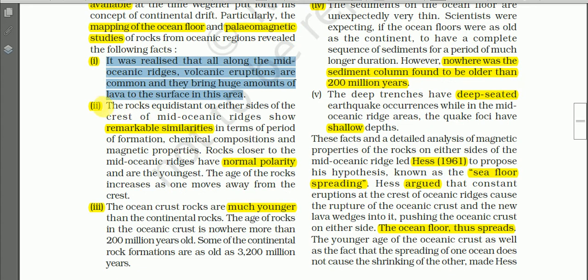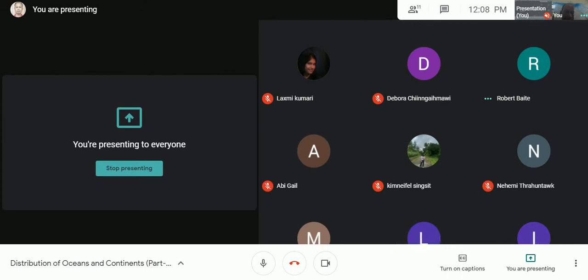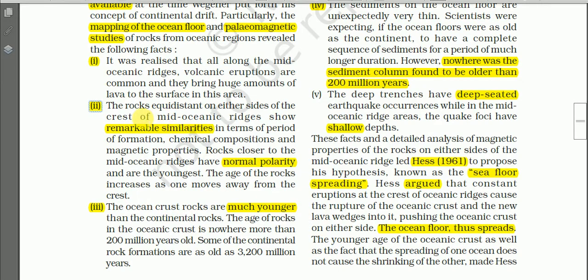Then fact number 2. The rocks equidistant on either side of the crest of mid-oceanic ridges show remarkable similarities in terms of period of formation, chemical composition, and magnetic properties.